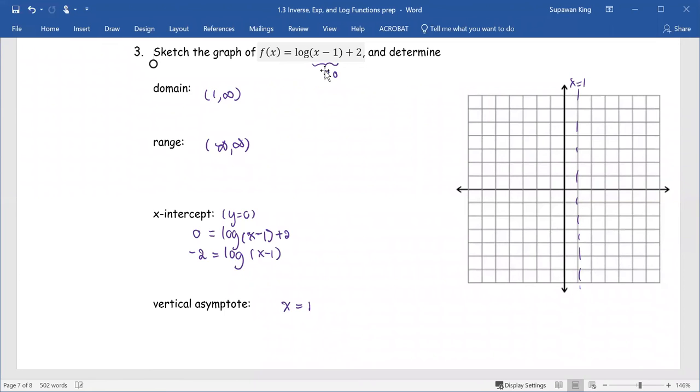And then changing log to exponential form, the left-hand side is 10 to the negative second equals x − 1. Then x equals 1 plus 10 to the negative second, which is 0.01, or x = 1.01. So the x-intercept is the ordered pair (1.01, 0).